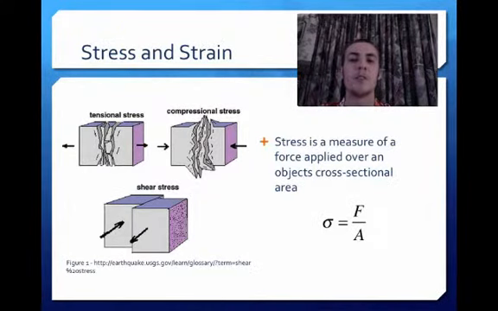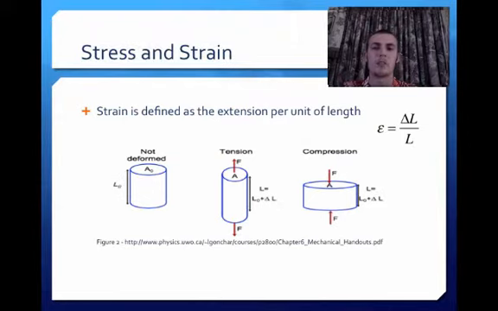Stress is a measure of force applied over an object's cross-sectional area. The object will respond with a change in length known as strain. Strain is the change of a material's length either through tension, pulling, or compression, which is squishing. It is defined as the extension per unit of length.